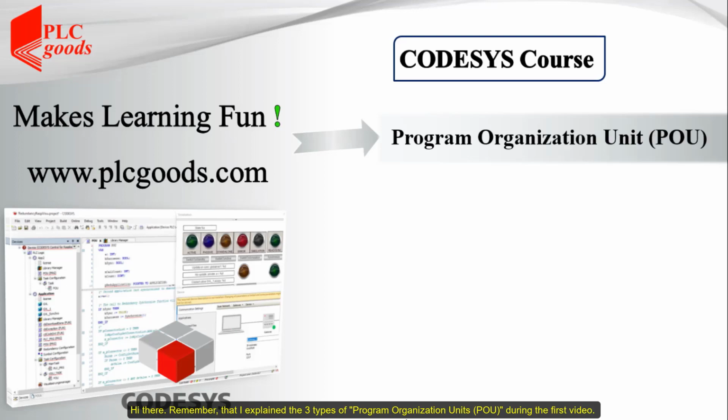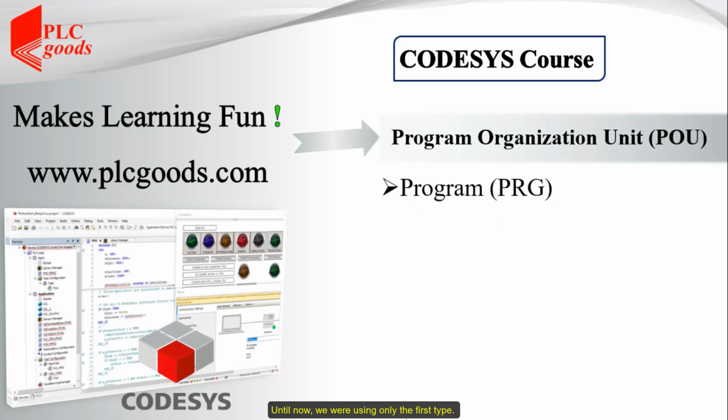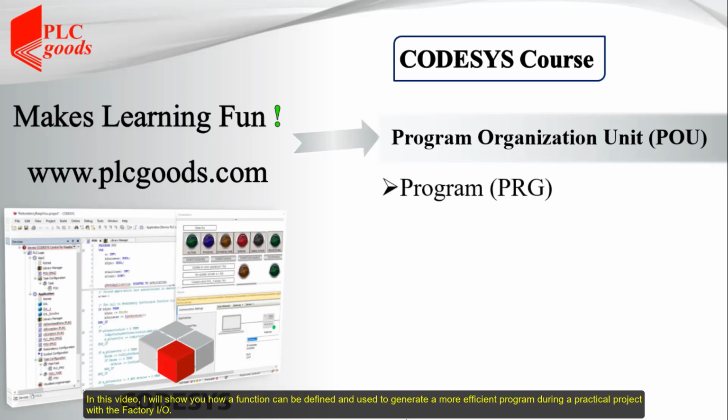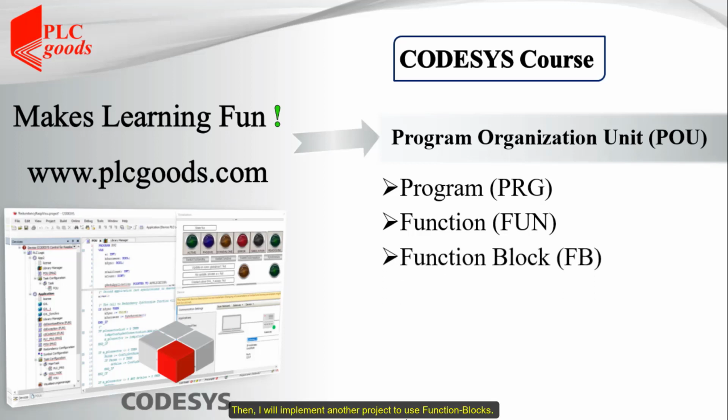Hi there! Remember that I explained the three types of Program Organization Units, or POU, during the first video. Until now, we were using only the first type. In this video, I will show you how a function can be defined and used to generate a more efficient program during a practical project with the Factory I/O. Then, I will implement another project to use function blocks.